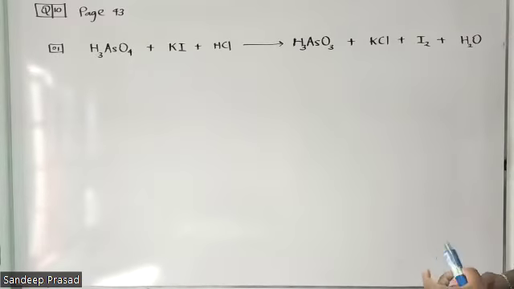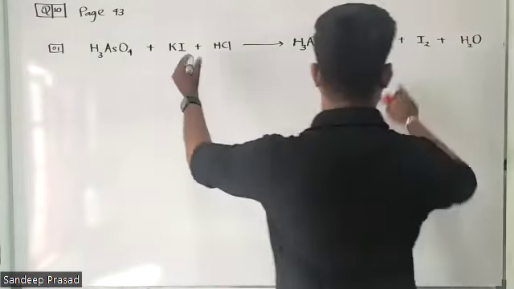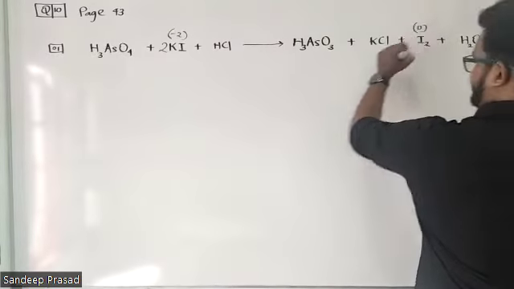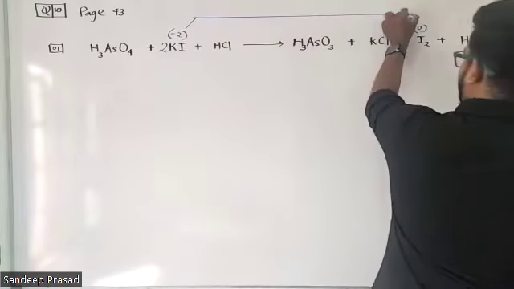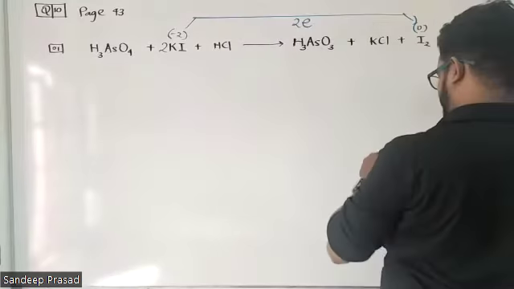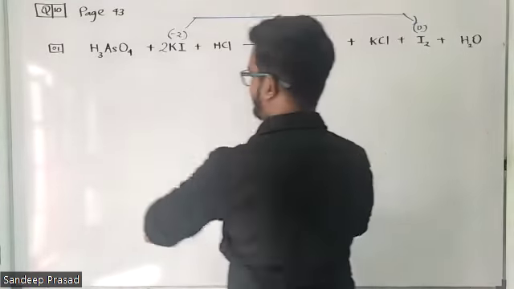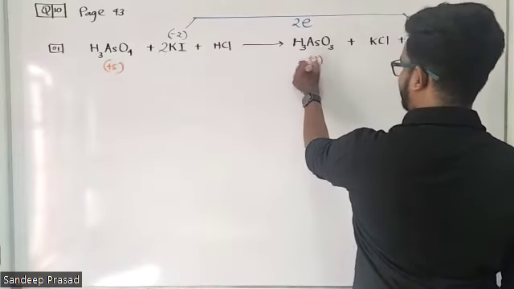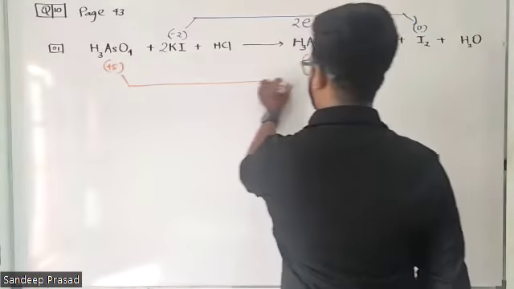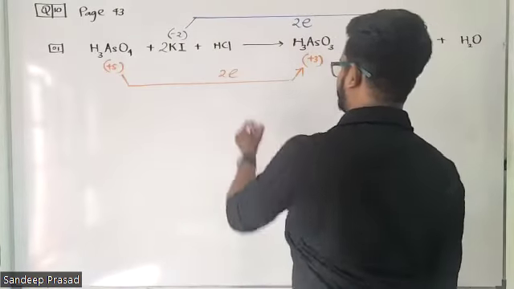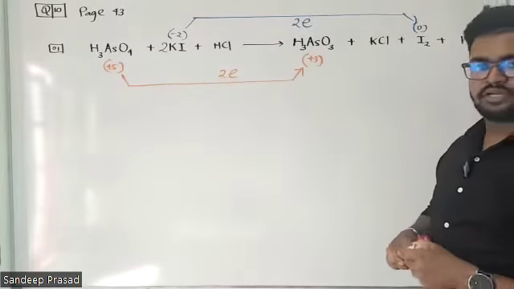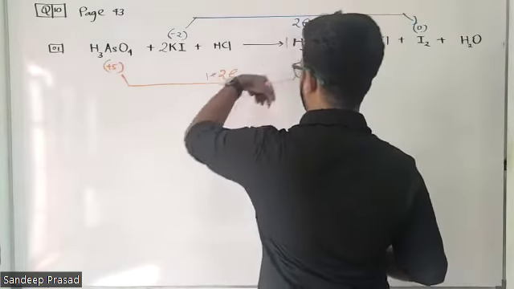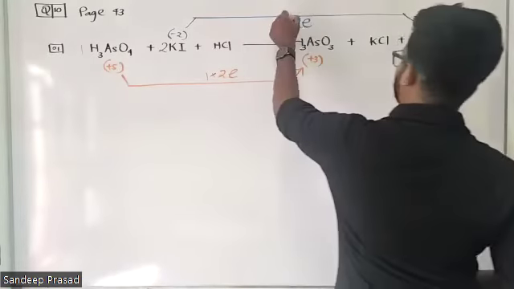Who are the changing oxidation numbers? Iodine, from -2 to 0, so you can see that the increment is 2. And here arsenic is +5, and here arsenic is +3. So +5 to +3, what is the decrement? 2 electrons. Total increment and total decrement are already equalized, so we can multiply this one by 1 and this one by 1.